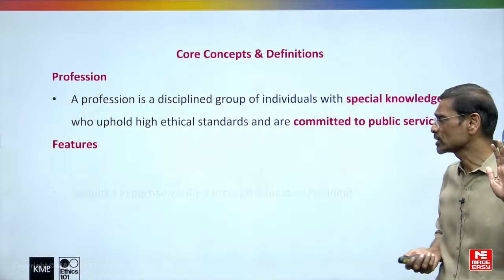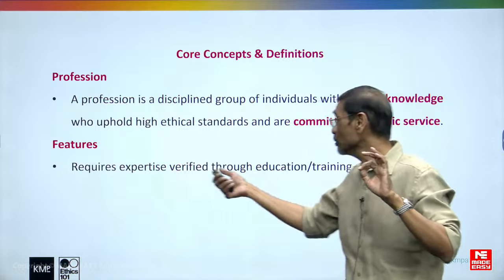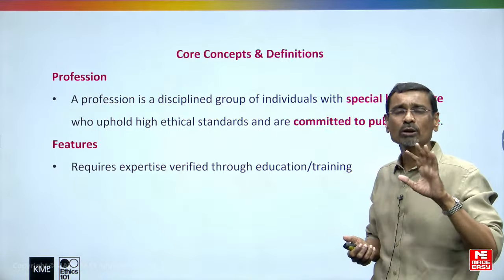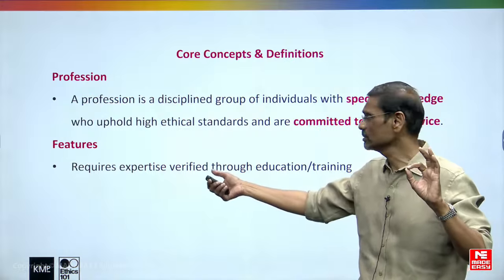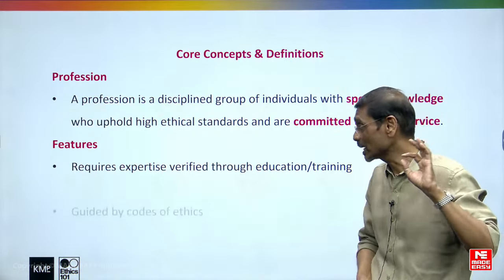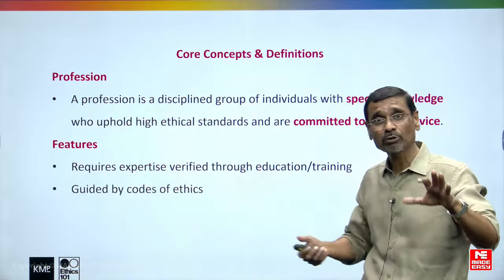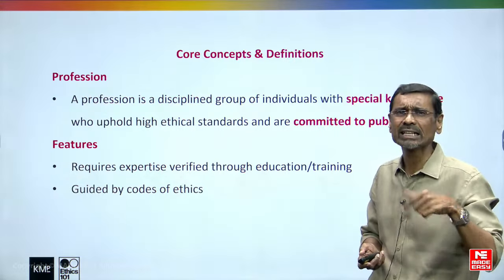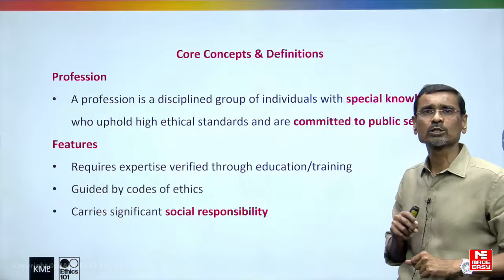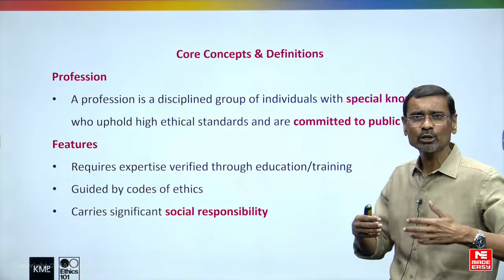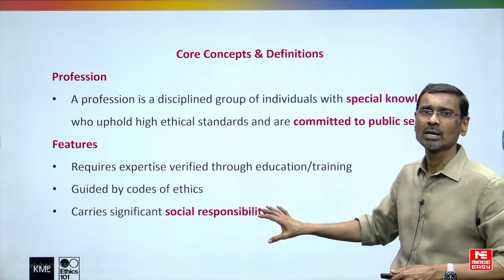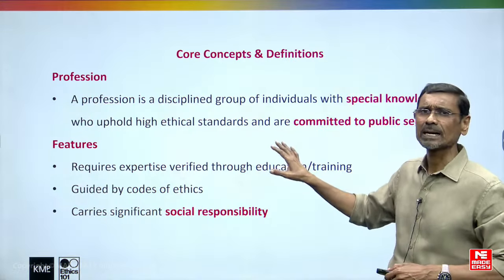And profession is this. Requires expertise verified through education and training. I am sure all of you have degrees. All of you are verified engineers, degrees. That's the first sign of being a good professional. Profession, it's the second part. Guided by codes. Every profession has its own codes of ethics. We'll see that later. And the last one is carries significant social responsibility. In public service engineering, you have a significant amount of social responsibility. That is a profession.